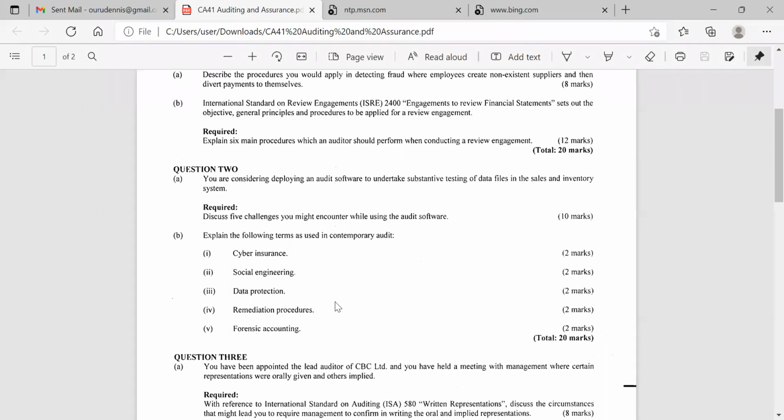Explain the following terms as used in the contemporary world.